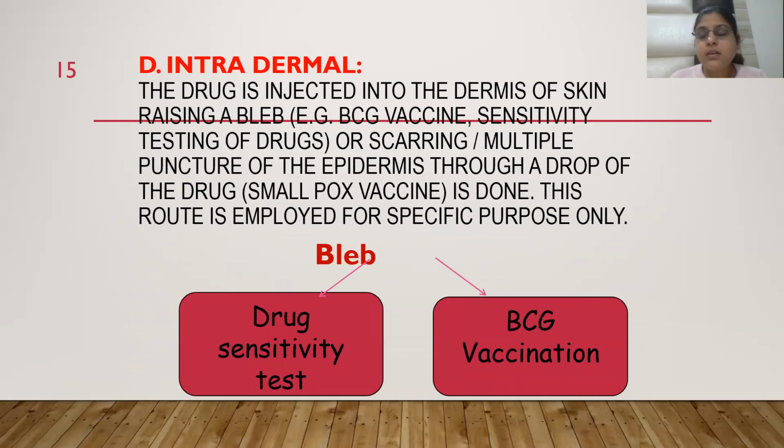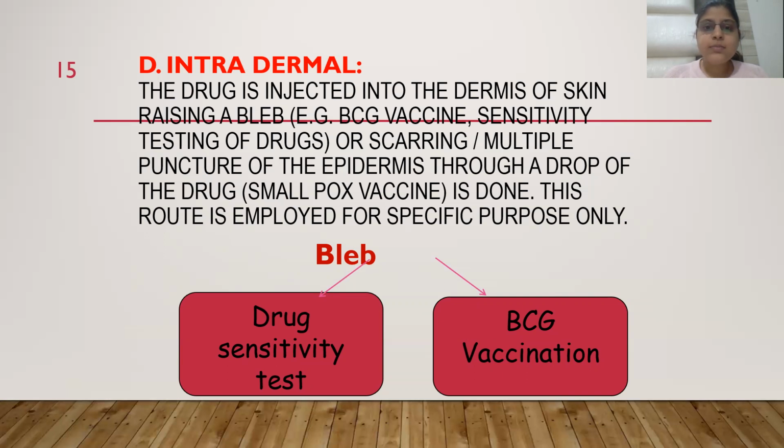Intradermal: the drug is injected at an angle of 10 to 15 degrees into the dermis of the skin, and there will be bleb formation. It is used for the BCG vaccine for the prevention of tuberculosis, and for sensitivity testing of drugs. After injection, there can be scarring, and multiple puncture of the epidermis through a drop of the drug is done.